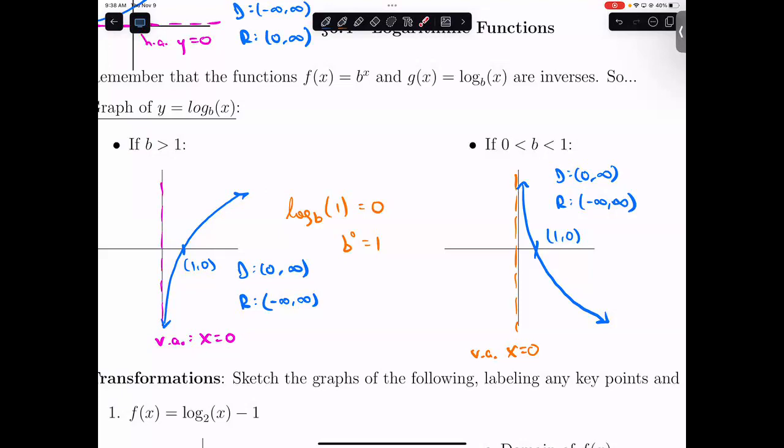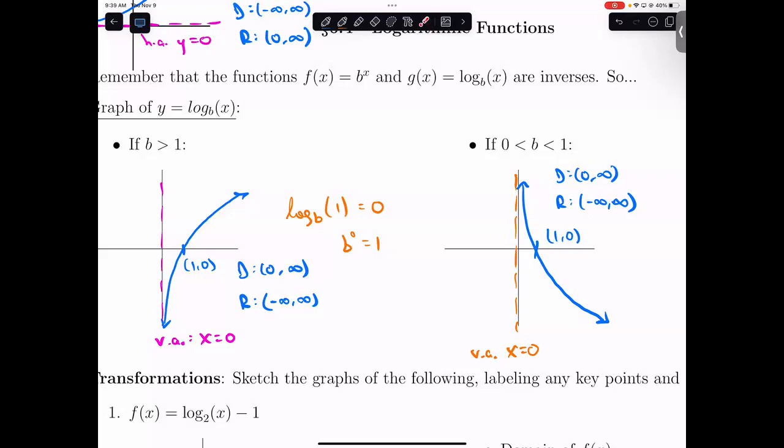Okay, so logs have a vertical asymptote because you can't take the log of 0, right? This would mean finding what power of the base gives you 0. Well, it doesn't, because the base is something positive. So they're undefined at 0. They're undefined for anything negative, right? So it doesn't exist over here at all. The domain is the right half of the plane.